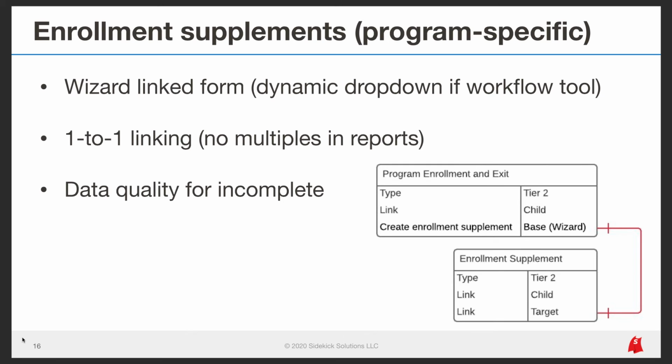That's where the enrollment supplement comes into play. And how this works is we actually have our program enrollment form as a tier 2 form, and we use a wizard link with a one-to-one relationship to create an enrollment supplement form for a particular program. This is a separate form with a wizard link. It's a one-to-one link, so the supplement is an extension of the enrollment, and we enforce data quality. And because of that one-to-one link, it ensures that we do not get multiple enrollments of the same record in a report. We don't get any duplication.